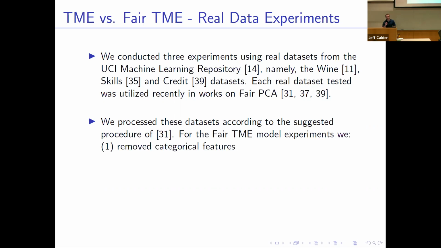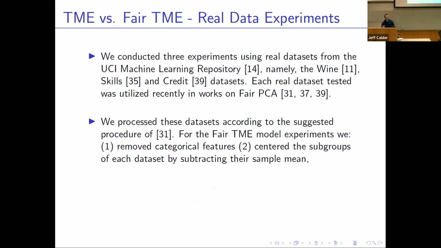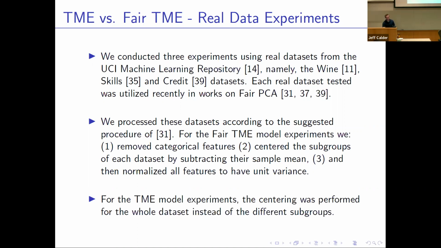So we'll remove categorical features. That was kind of for us because we're dealing with continuous problems. You don't need to remove the categorical features, but we decided to do that. We'll center our subgroups by subtracting the mean, and then we will normalize to unit variance. This is good actually just for the stability of the algorithms. And also because in these data sets, some of the different things you're measuring could have vastly different sizes in units. So this normalization is a good practice.